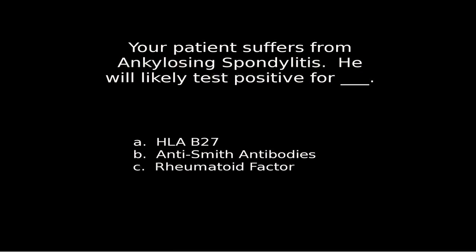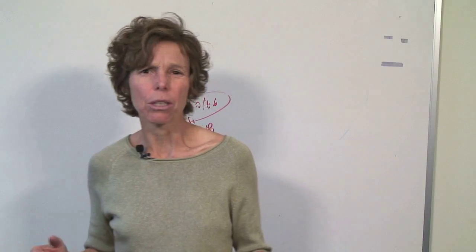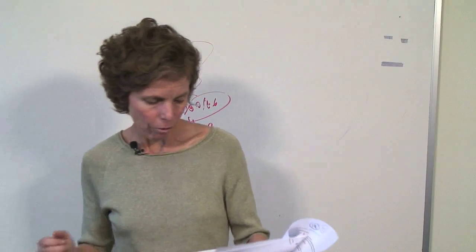B, anti-Smith antibodies, that would be true for lupus. And C is rheumatoid factor. That would be true for rheumatoid arthritis most of the time. It's not mandatory to have that, but it's often present.